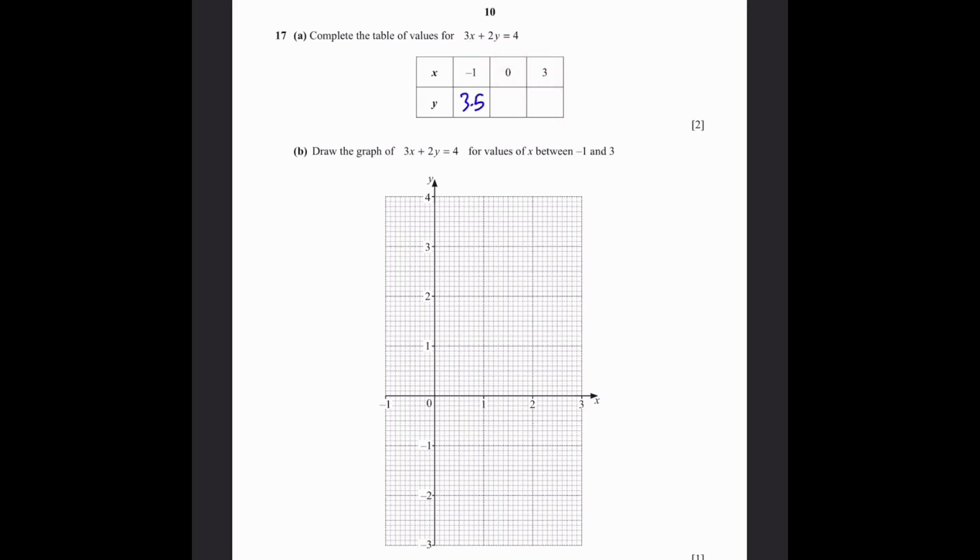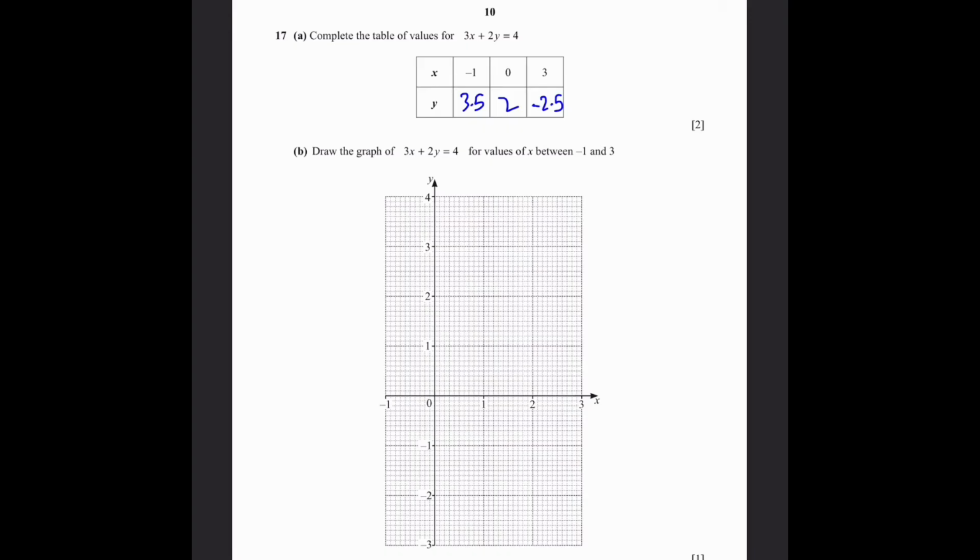So that's that. Now for 0, that means 2y is equal to 4. Y is equal to 2. Now for 3, 3 into 3 is 9. So 9 plus 2y equals 4. 2y equals negative 5. And y equals negative 2.5.